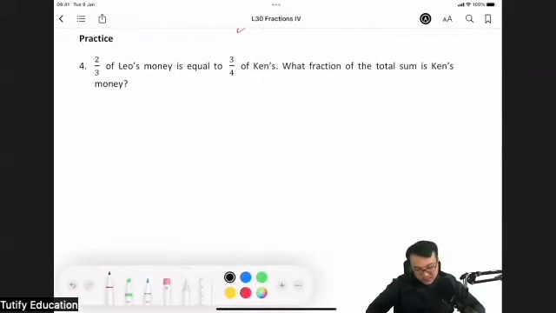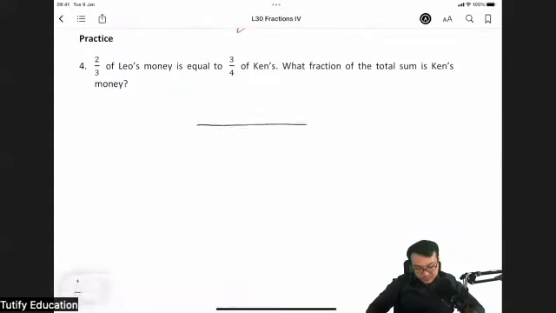2/3 of Leo's money. Okay, let's draw Leo. 2/3 of Leo's money equals 3/4 of Ken's money. What fraction of the total sum is Ken's money? All right, Jianru, 2/3 of Leo: how many units should I divide Leo into? 3 units. Yes, excellent. So this is Leo.